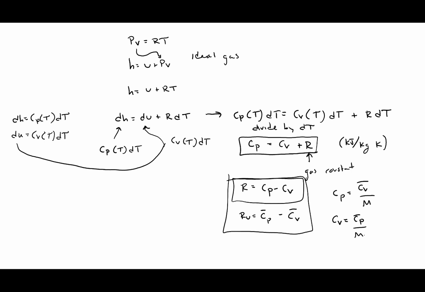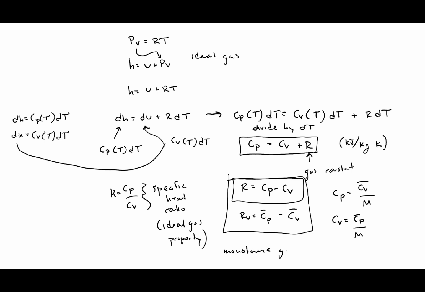And also the specific heat ratio, so you'll see this k. k is equal to C sub P over C sub V, and this is referred to as the specific heat ratio. This is an ideal gas property. This k will vary with temperature, but not by a lot. And if we have a monatomic gas, which basically means that our gas is one atom, then this is essentially constant.